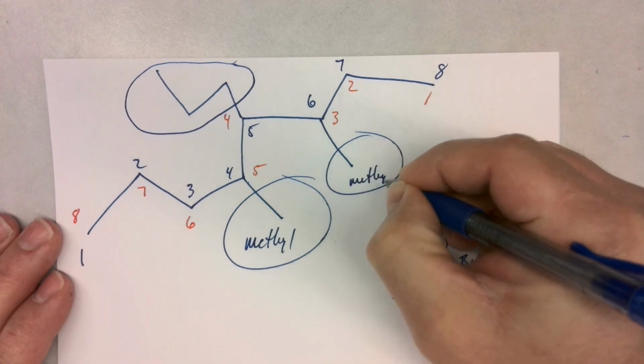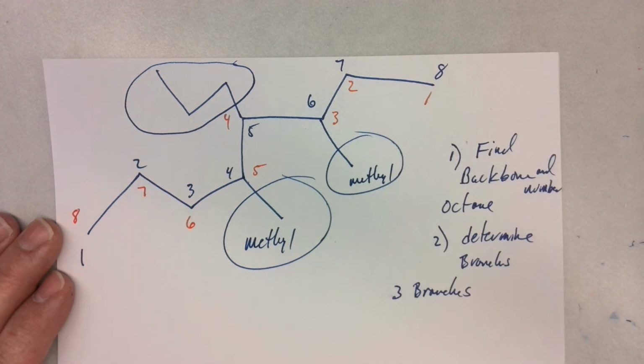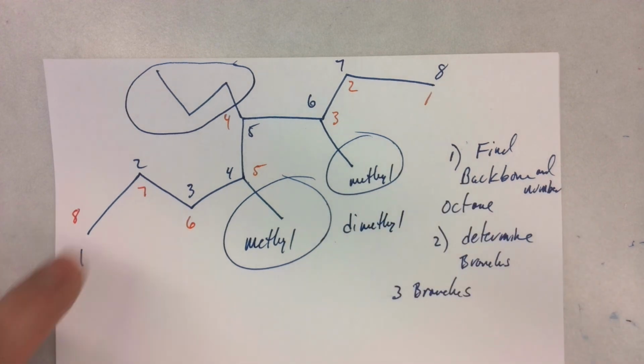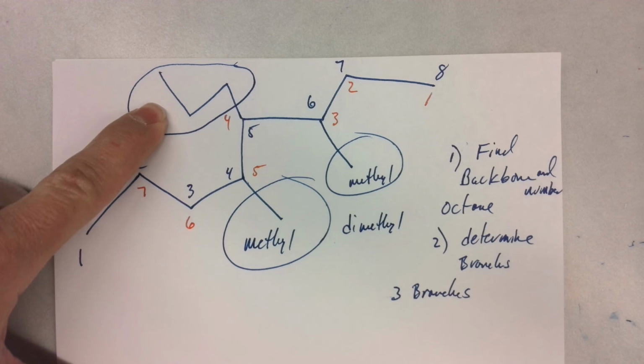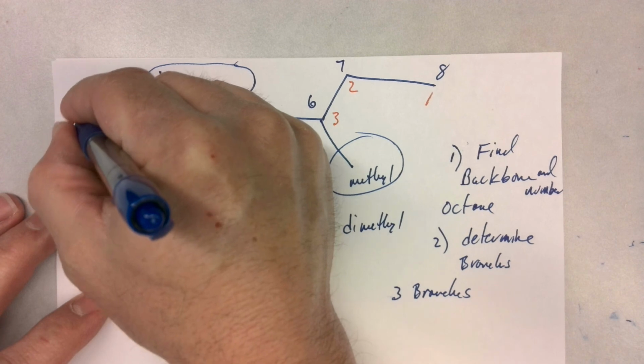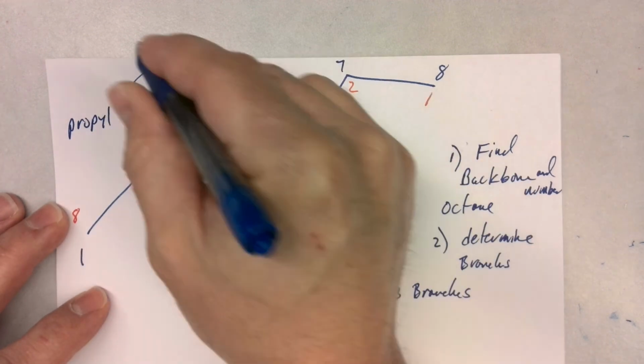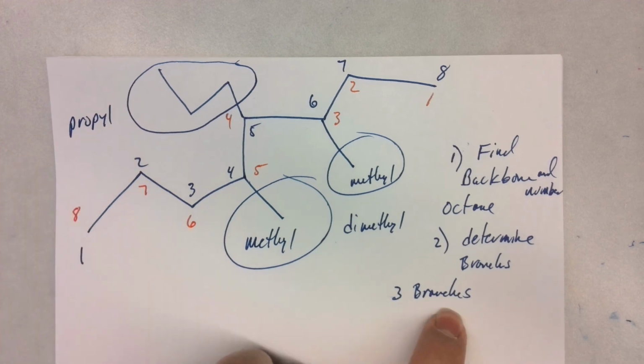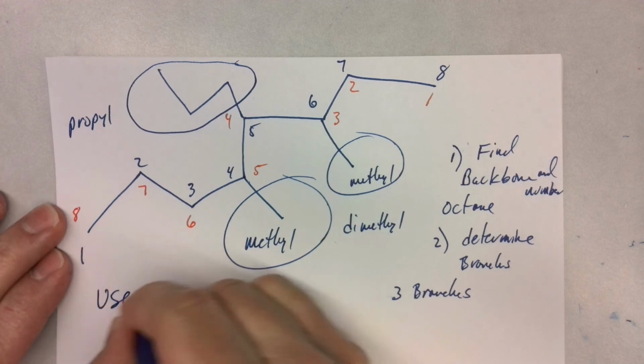So if that's a methyl, this one is also a methyl, which when I'm done, what does that mean I'm going to have? Dimethyl. I'm going to have a dimethyl, right? What's this one? Propyl. Propyl, because it's got what? It's got 3 carbons in it, which makes it a propyl. Now, I got my 3 branches. Now I got to figure out which set of numbers I want to use. Do I want to use the blue numbers or the red numbers? Red. Yeah, so I'm going to use the red.